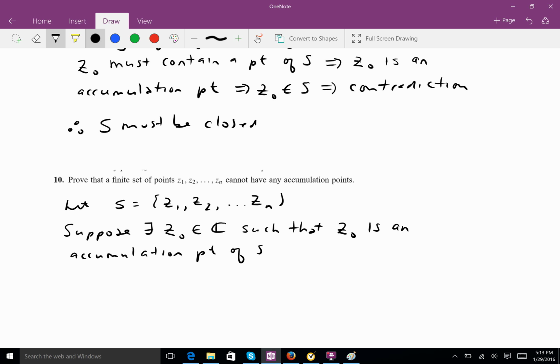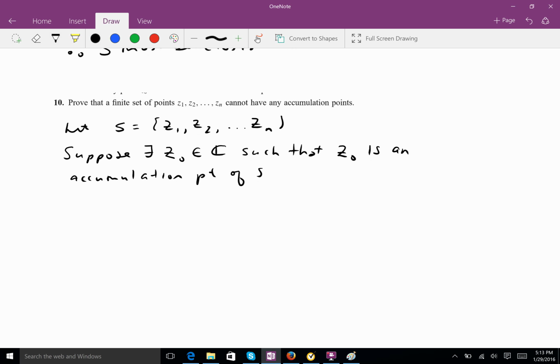Let me draw a picture. To understand the proof, here's what's going on. Here are these points, and I don't really care so much where they're located. Now, notice that Z naught can actually be one of these points. I haven't excluded that possibility, but let me just suppose that it's not. Let me put Z naught here.